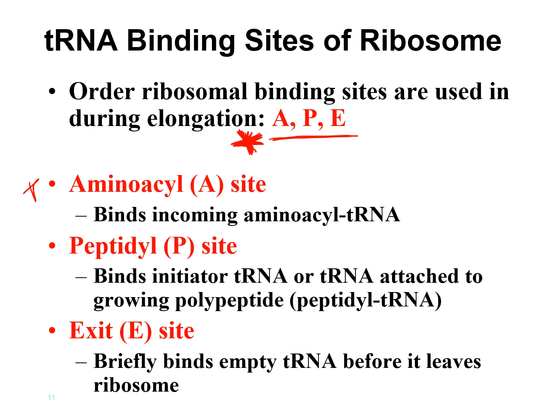So the A site is where the next transfer RNA bringing in the next amino acid is coming in to the ribosome. And then the P site is where the transfer RNA that is holding the growing polypeptide chain is bound. And then the E site is the exit site. So that's where the empty transfer RNA is going to exit the ribosome.